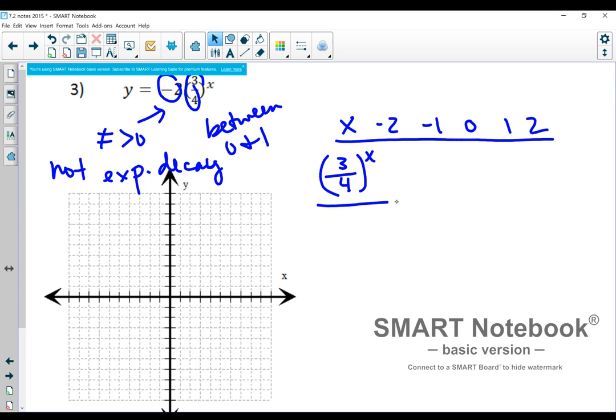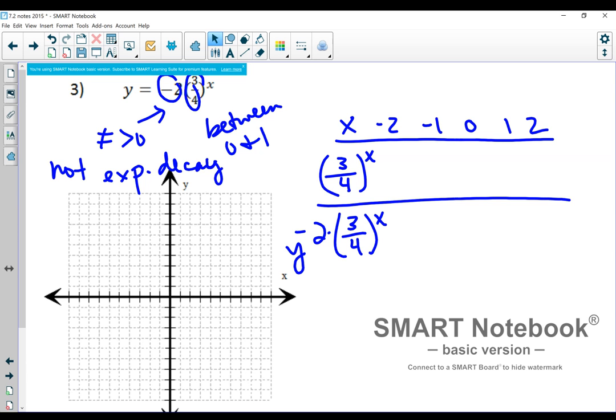And then our last part on our table will be -2 times 3/4 to the x power. And remember, when we're graphing, we're not graphing this middle row. We're just graphing the values that we can from the first row and the last row. This is my x. This is really my y. The middle row is just to help me figure this out.